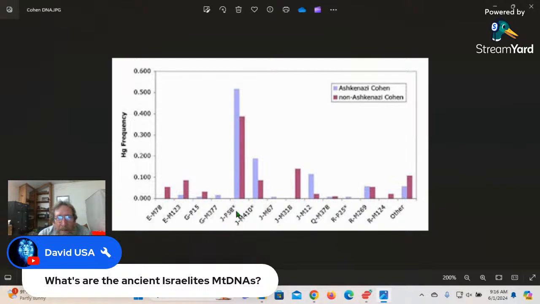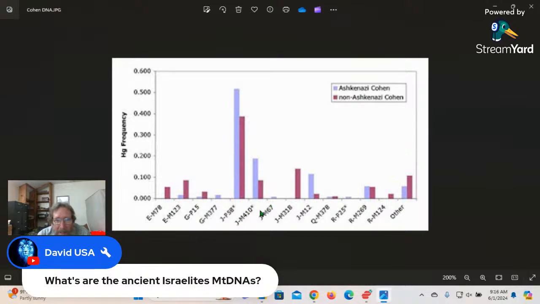Of the J1P58. No other haplotype comes close to being the Cohen modal haplotype. Even though there's people saying they're Cohen, they have an E. It's not nearly as high. The E123, not nearly as high. Well, E123 is Egyptian in the Mediterranean, in the Levant area. That's why that's so high, because it's Egyptian in the Levant area, but it's only hardly 10%. The G is Assyrian, not very high.